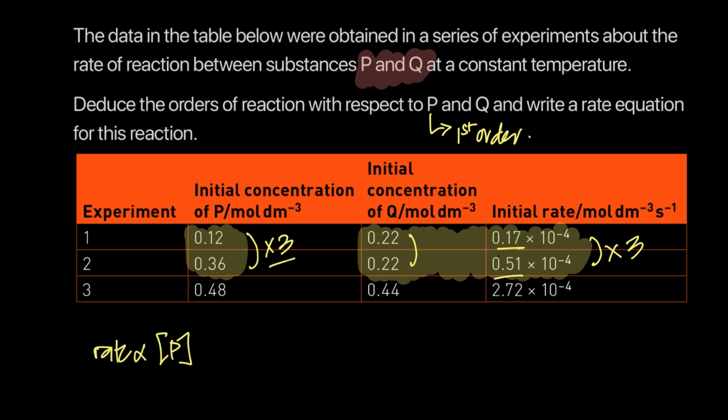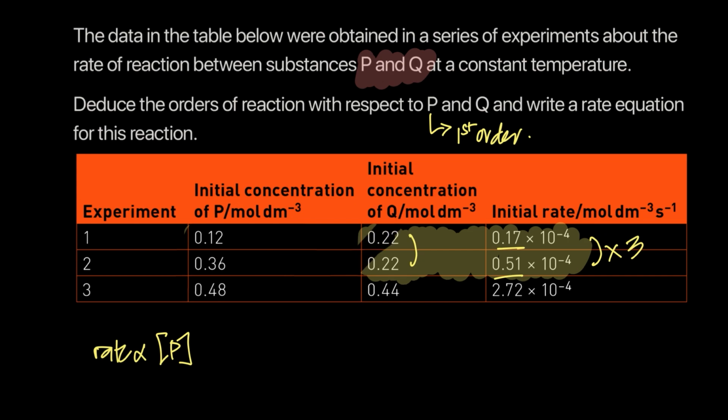It means that if I double P, rate doubles, just because of P. If I triple P, rate triples. If I quadruple P, rate would quadruple. That's what first order means. Because we will now use this relationship to find out Q.